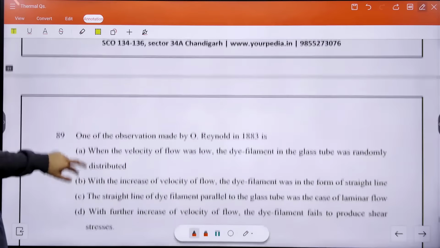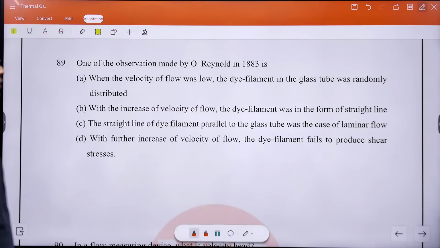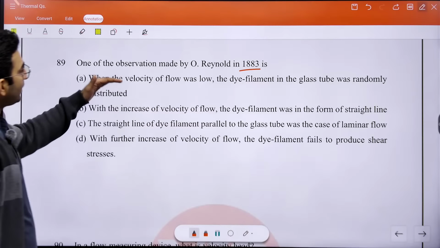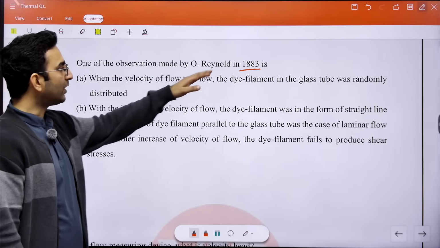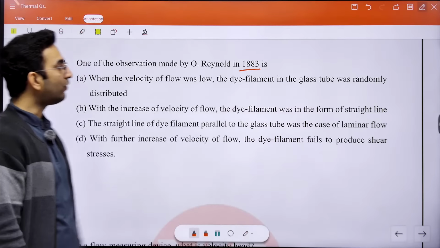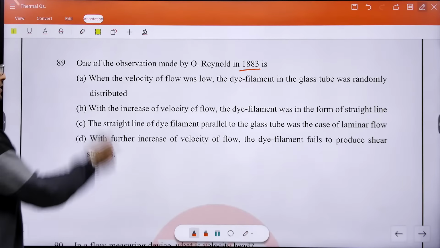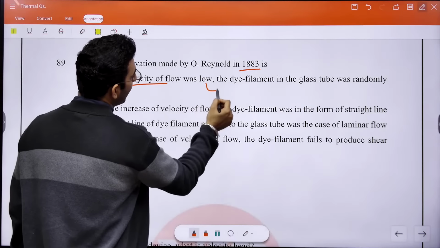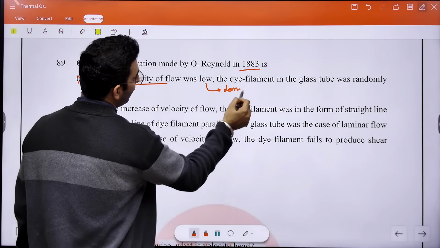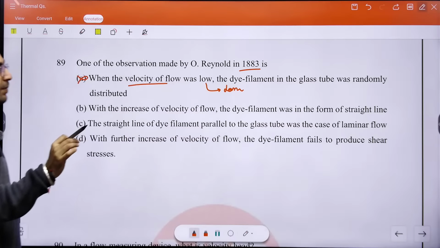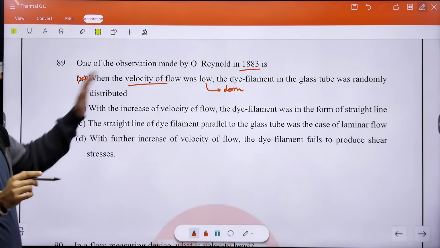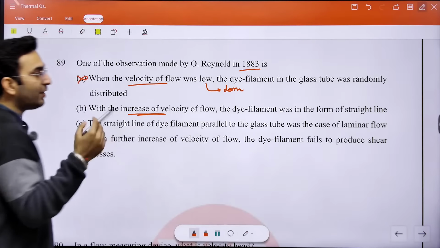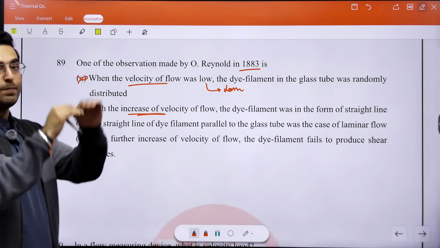Next question. One of the observations made by O. Reynolds in 1883: when the velocity of the flow was low, the dye filament in the glass tube was randomly distributed. That is a wrong one, because when the velocity of the flow is low, we are going to have a laminar flow. So if you are injecting a dye filament, it is not going to be randomly distributed. When you are increasing the velocity of the flow, there may be a chance the dye filament gets mixed up.